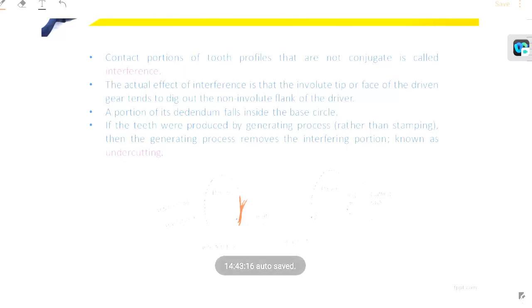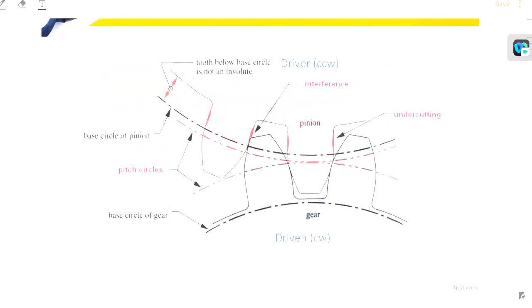So normally to avoid it, if the teeth were produced by generating process rather than stamping, then the generating process removes the interference portion, known as undercut. So use the undercut here to avoid interference. Okay, this is how the gear teeth are designed. Okay, this is where interference happens, so it will undercut to give a space to avoid interference.